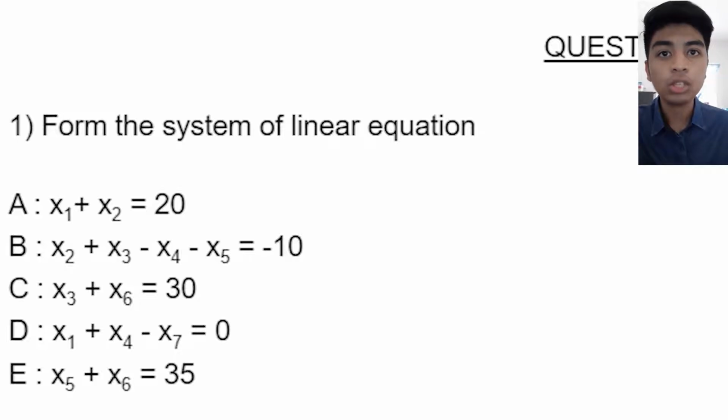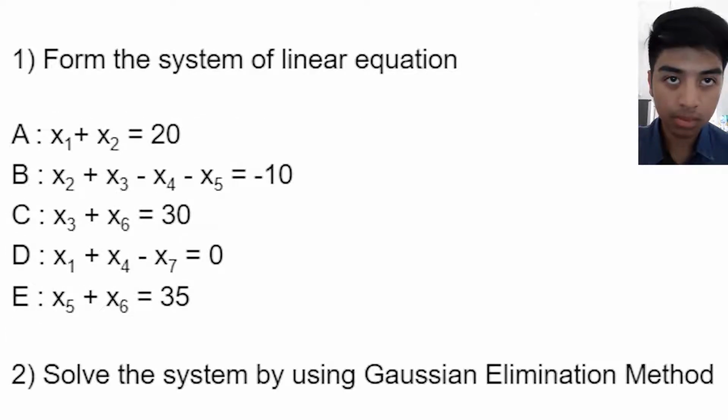The third equation is x3 plus x6 equals 30. The fourth one is x1 plus x4 minus x7 equals 0. And the last one is x5 plus x6 equals 35. From these 5 linear equations, we can get a system of linear equations.